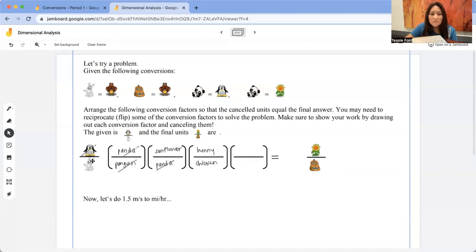So then our bunny goes away because they're opposite of each other. And then chicken. But do we want chicken on the bottom? No, we want pumpkin. So to cancel chicken, chicken goes on the top. And one chicken equals a pumpkin. So chickens cancel because they're opposite. And yay, we get left with sunflowers and pumpkins. So that's conversion factors.